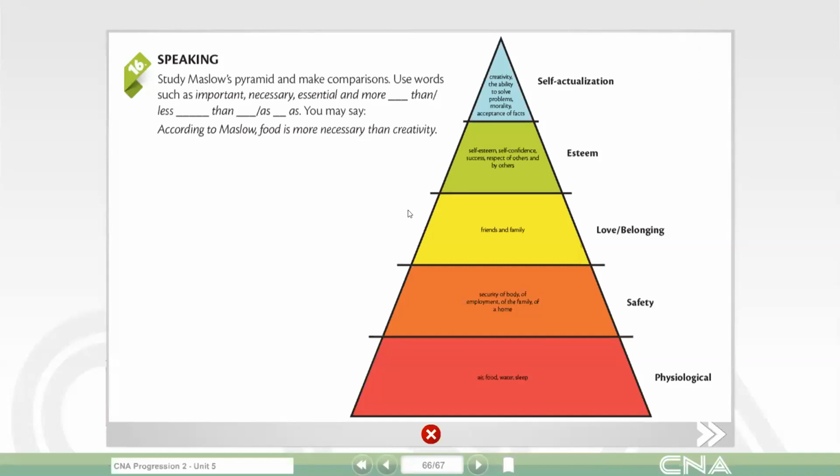Sleep is more important than friends. Okay, Max. According to Maslow, friends is more necessary than self-esteem. Okay, Leo. According to Maslow, friends is as necessary as family. Okay, perfect. Okay, guys, that's it.